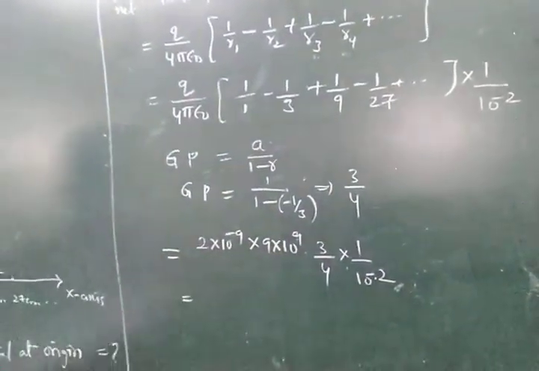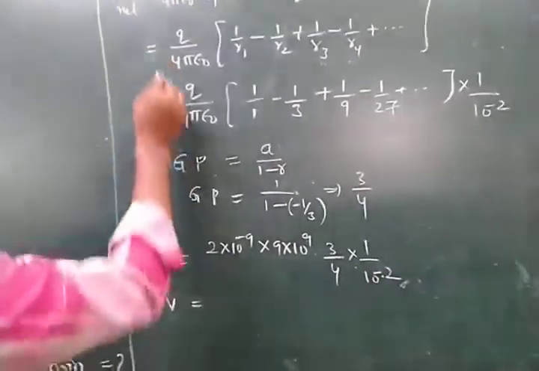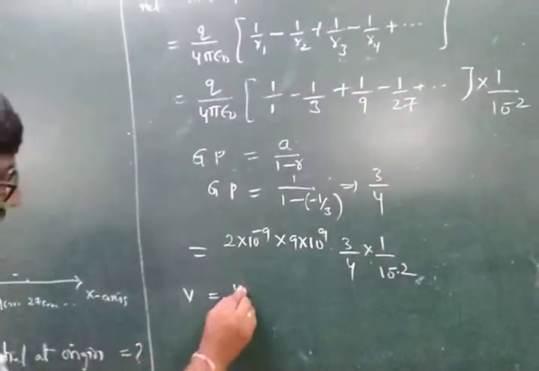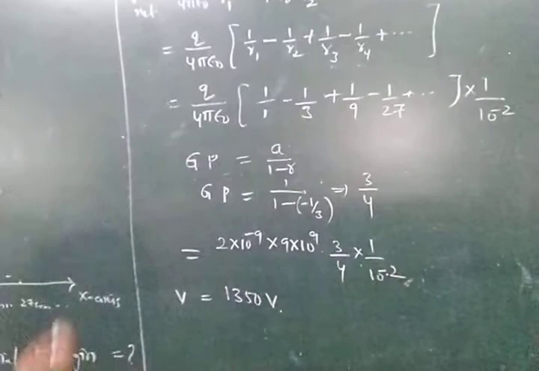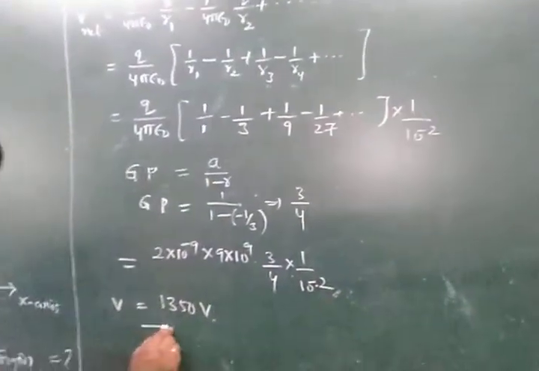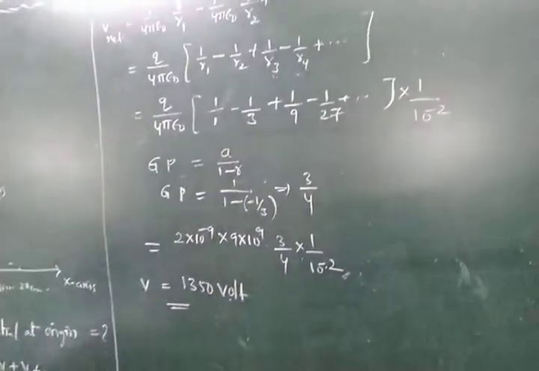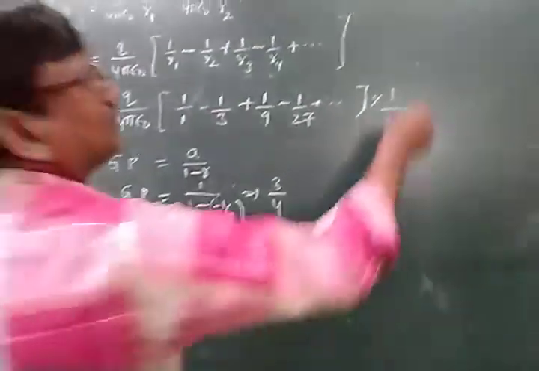Then we do the calculation. This is the potential at the origin. The potential at the origin is 1350 volts. So this is the answer for this one, 1350 volts. Next, question number 10.